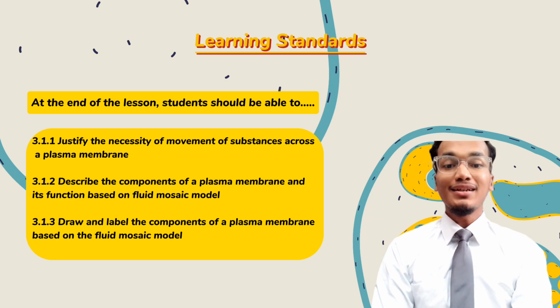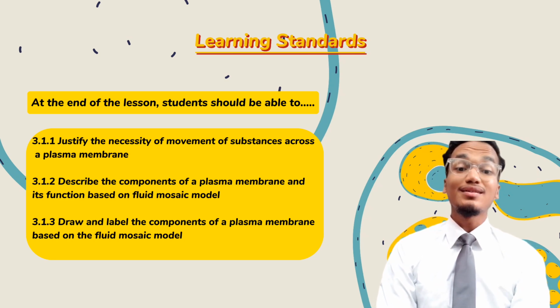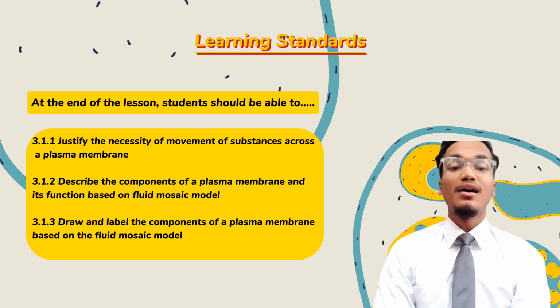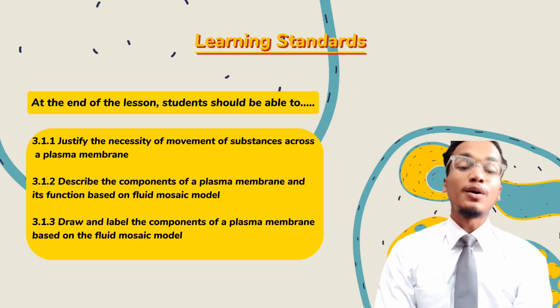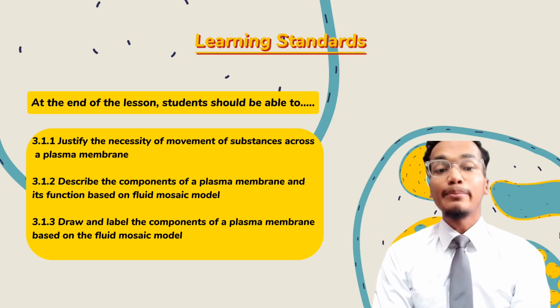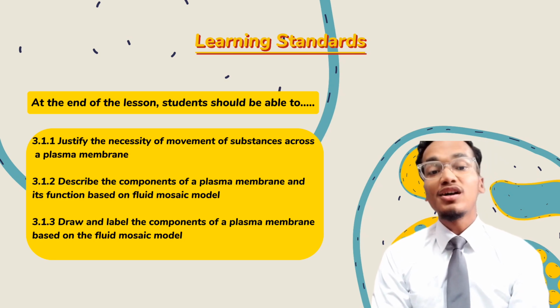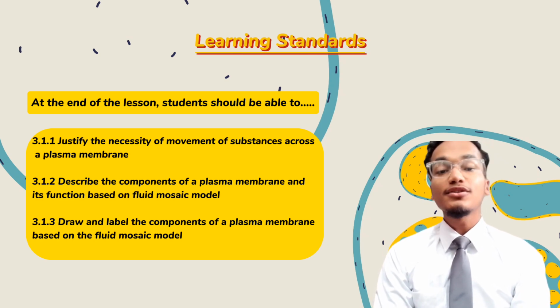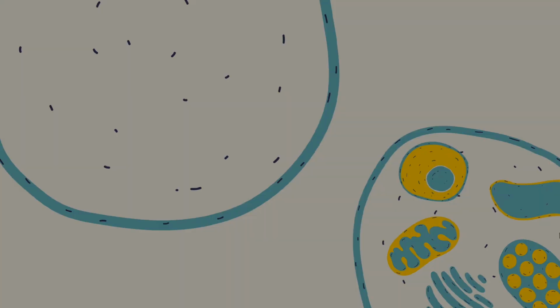At the end of this lesson, you all should be able to justify the necessity of movement of substances across a plasma membrane, describe the components of the plasma membrane and also its function based on the fluid mosaic model, and lastly, draw and label the components of the plasma membrane based on the fluid mosaic model.